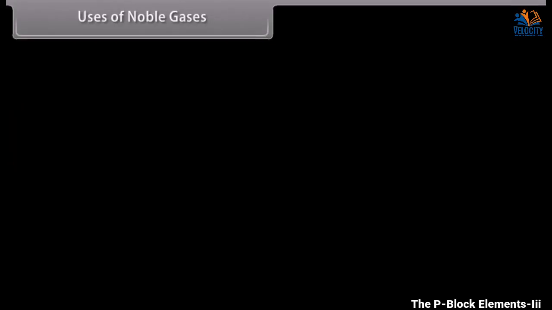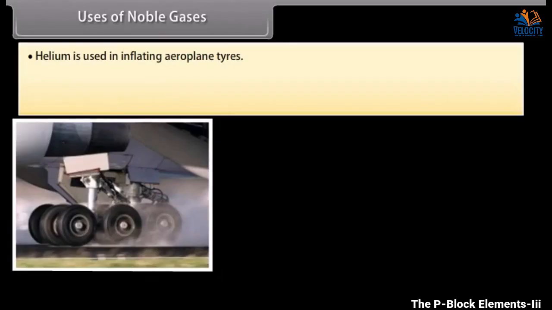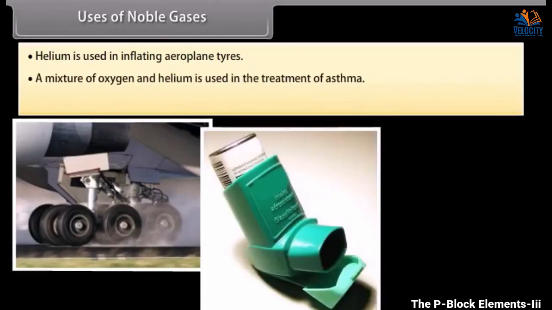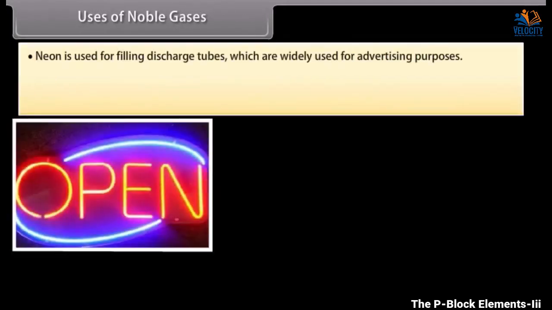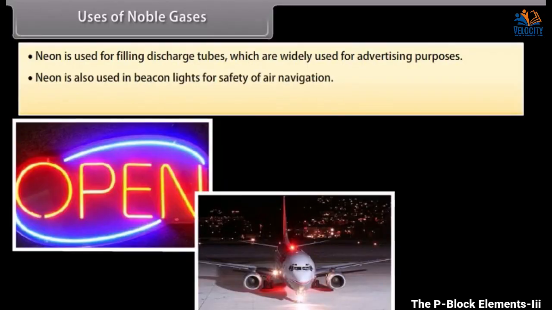Uses of noble gases. The important uses of noble gases are the following. Because of the lightness of helium, it is used in inflating aeroplane tires. A mixture of oxygen and helium is used in the treatment of asthma. Helium is used to provide an inert atmosphere in melting and welding. Neon is used for filling discharge tubes, which have characteristic colors and are widely used for advertising purposes. Neon is also used in beacon lights for the safety of air navigation as the light possesses fog and storm-penetrating power.